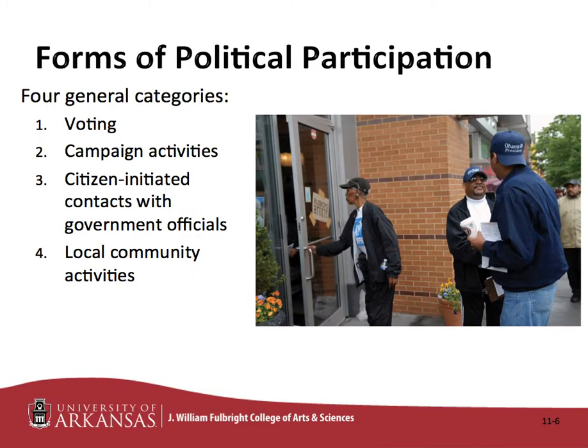So let's take a look at some forms of political participation, of which there are four general categories. The first is voting, and this is pretty much obvious in the sense that, yes, people vote and that's how they make their will heard in a very systematic manner. But there are also those campaign activities such as going door to door, putting a bumper sticker in your car, signs out in front, and so on and so forth. There's also citizen-initiated contact with government officials, going to your government officials and talking to them about the issues. It matters. And finally, there are local community activities in which individuals get involved with governance in that manner.